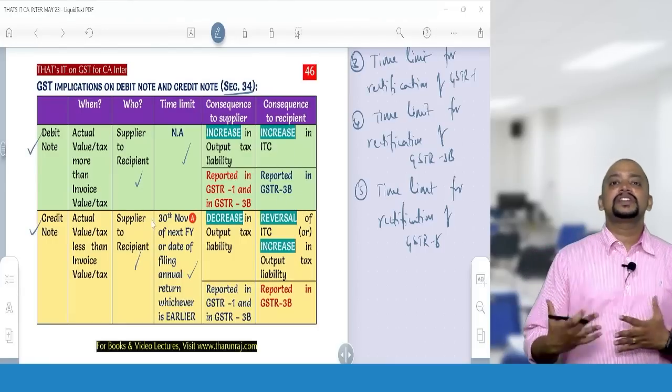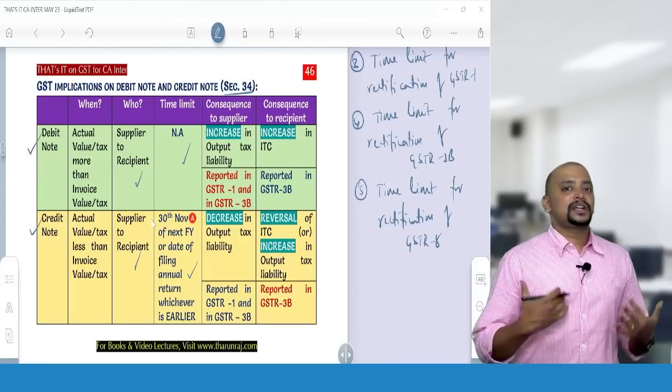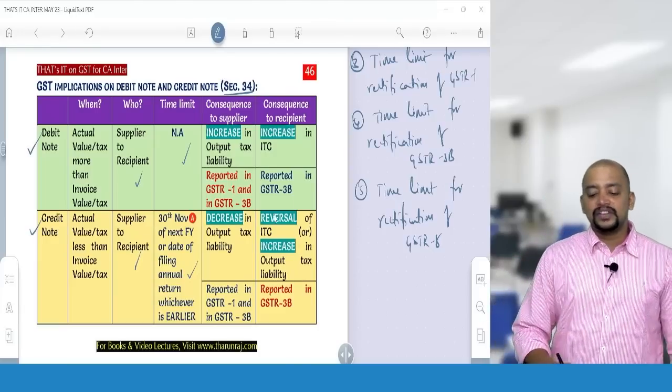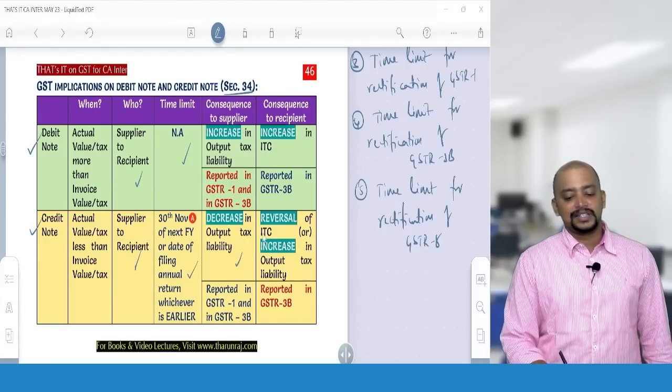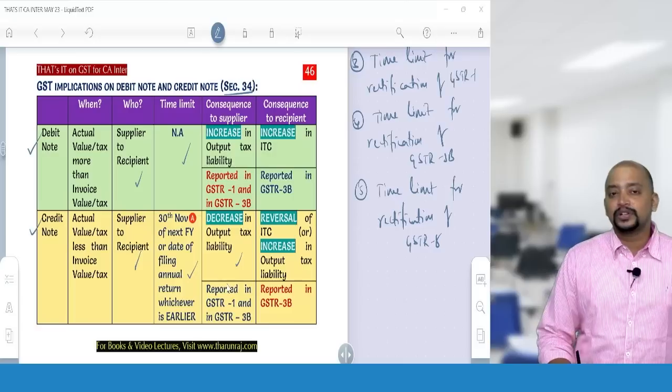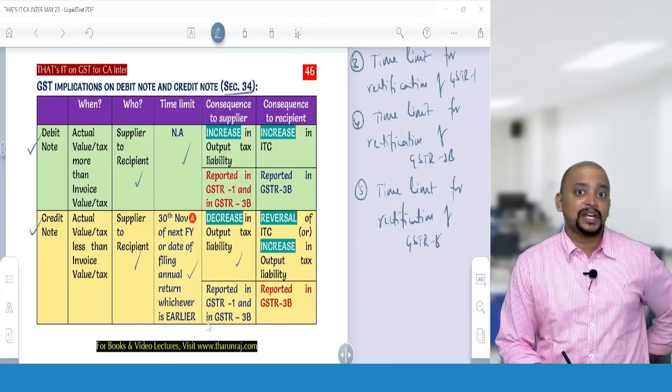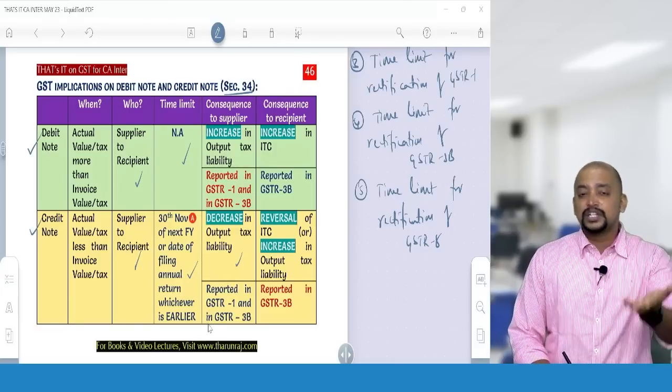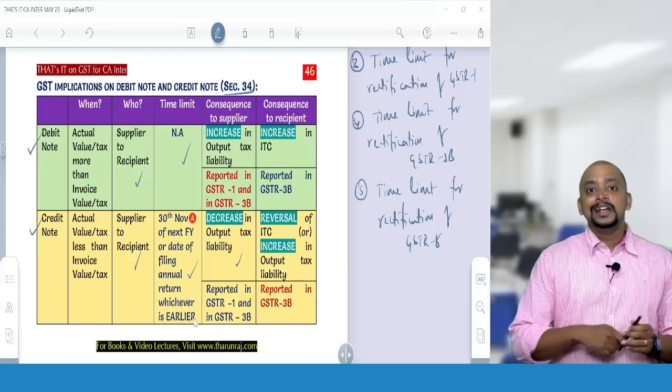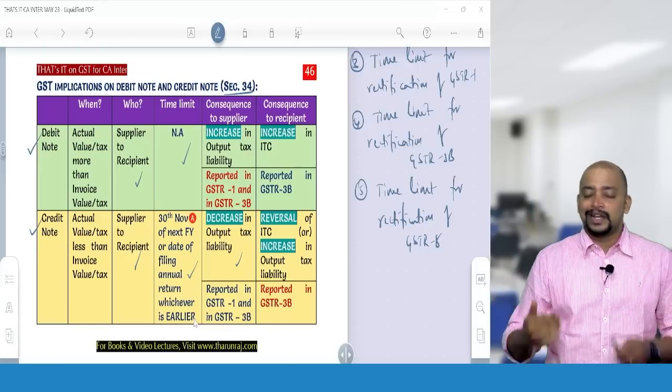What will be the consequence of giving a credit note by the supplier to the recipient? Because of the credit note, there will be a decrease in liability for the supplier, and that will be reported in GSTR1 and 3B by the supplier. So the liability will come down. In that particular month in which the credit note is reported, the liability in that month will be reduced.